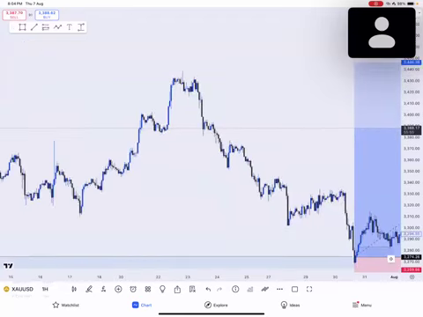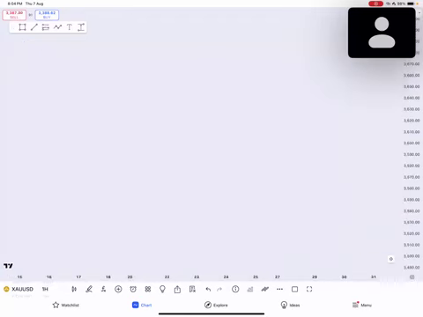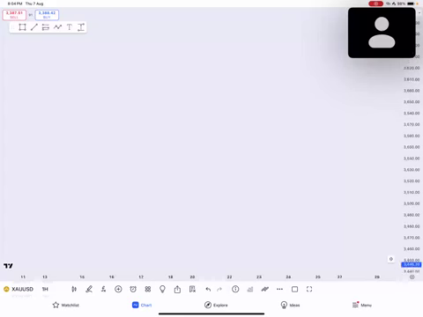So the strategy that I trade is a concept called market structure, liquidity, point of interest. It's basically a part of SMC, but my own logic behind it. So it's market structure, liquidity, and then point of interest.